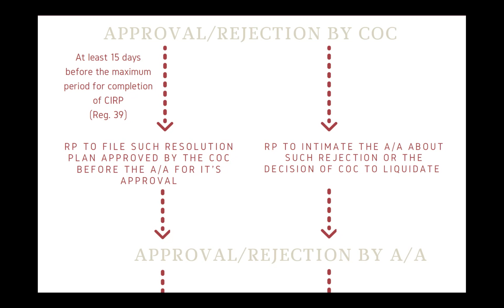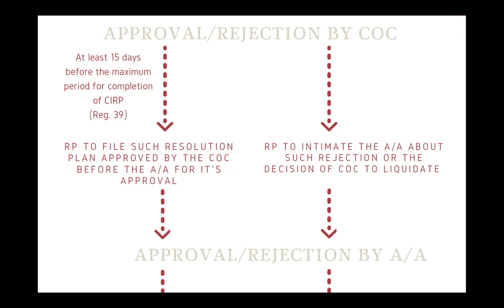So here the committee of creditors will decide whether to approve the plan or to reject the plan, right? Now for the approval sake, what is the percentage of approval required? Earlier it was 75, later it has been brought down to 66%. So now for approval or rejection of a plan by the COC, the required percentage is 66%.